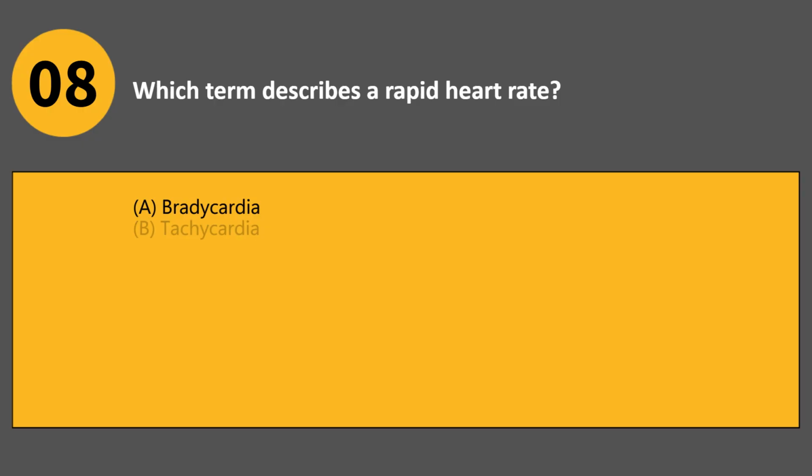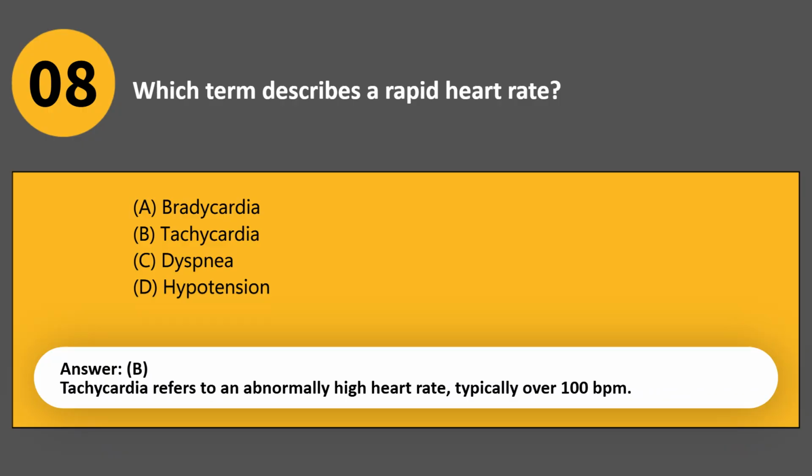Which term describes a rapid heart rate? A. Bradycardia. B. Tachycardia. C. Dyspnea. D. Hypotension. Answer B. Tachycardia refers to an abnormally high heart rate, typically over 100 bpm.